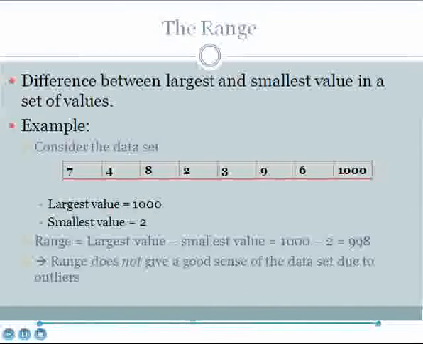Notice how in this case the range does not give a good sense of the data set because of the value of 1,000, which is an outlier. Most of the data is clustered under 10, but you can't determine that from the range. From this range, you would expect a much more variable data set full of larger values.